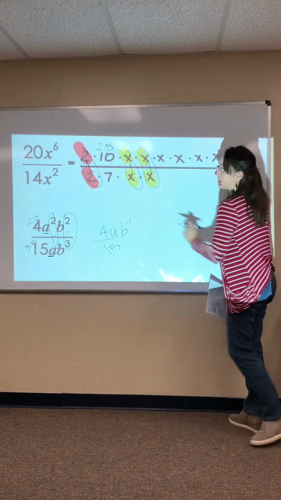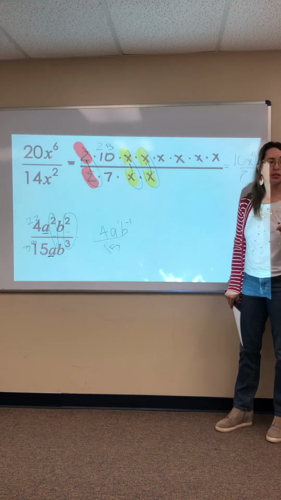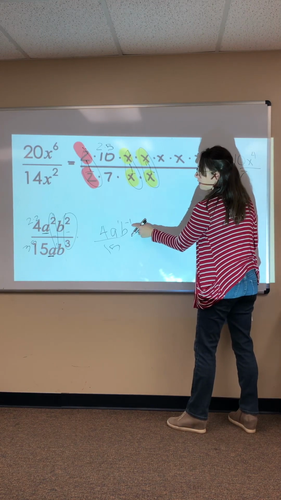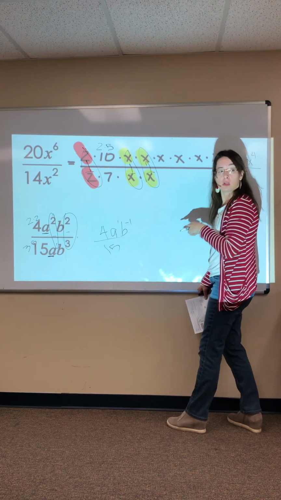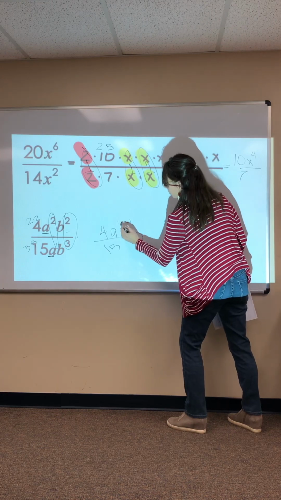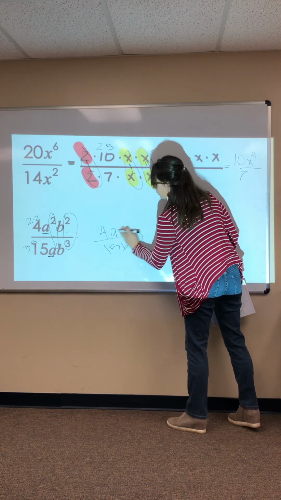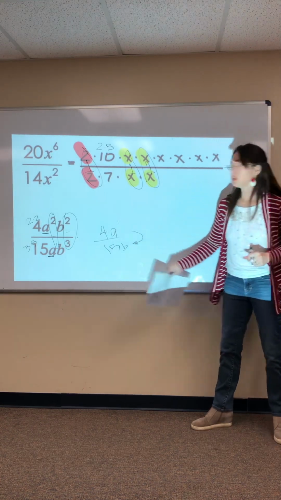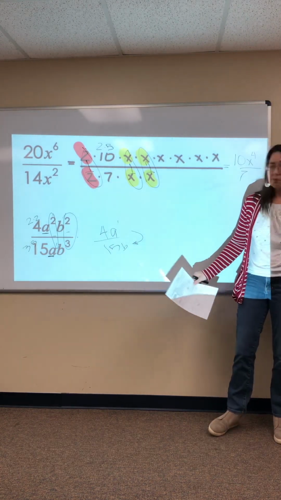Do we like to leave a variable with a negative exponent? No, so it'd be 15b on the bottom. Right, because the negative exponent says I need to change sides. So we're going to move him from the top and move him down to the bottom. We've got 4a on the top and 15b left on the bottom.